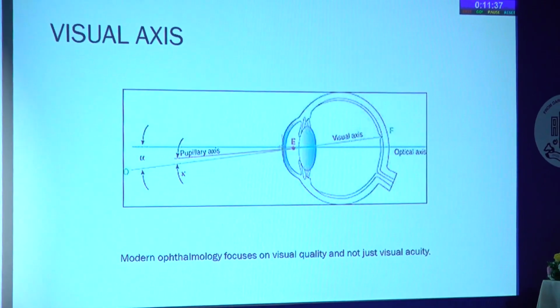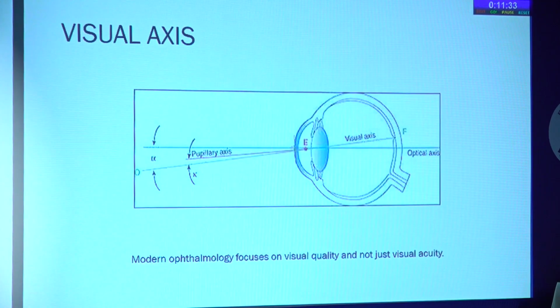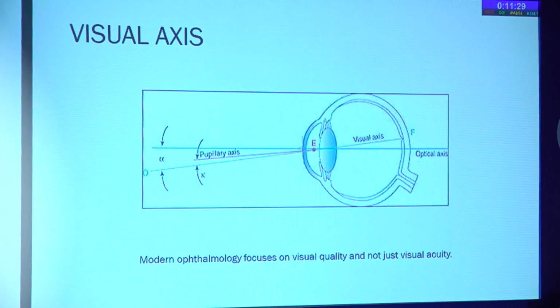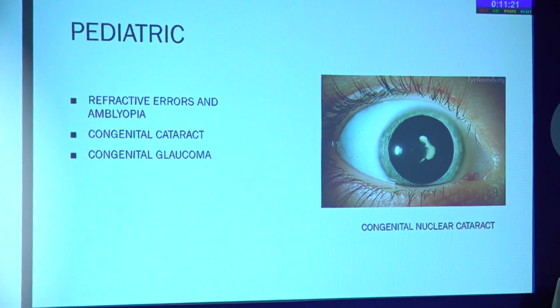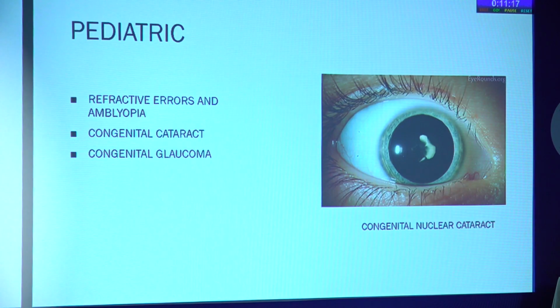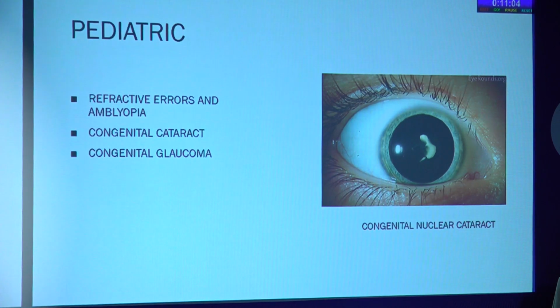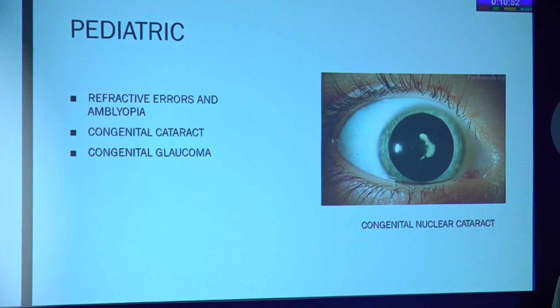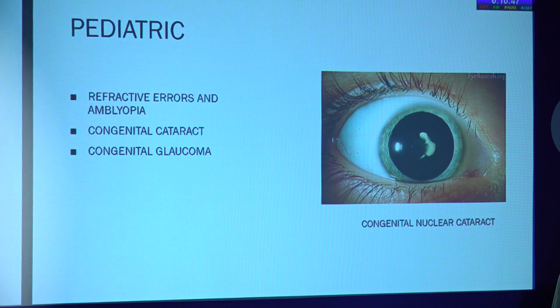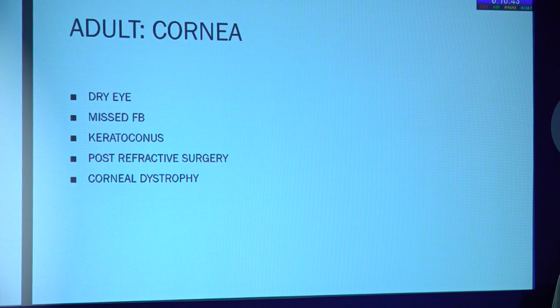Modern ophthalmology focuses on visual quality and not just visual acuity. Now we are all familiar with this picture, and we know that any obstruction in the visual axis can cause diminution of vision. Pediatric cases are much more difficult to assess, and the most commonly missed ones are usually refractive errors, especially those which deal with problems of accommodation, and also amblyopia. If it is not a total cataract, it can again be very easily missed unless you do a dilated examination in pediatric cases. Congenital glaucoma, again, you need a good degree of suspicion to come to the proper diagnosis. Coming to adults, I'm not dealing much with the pediatric because it's a very vast topic.